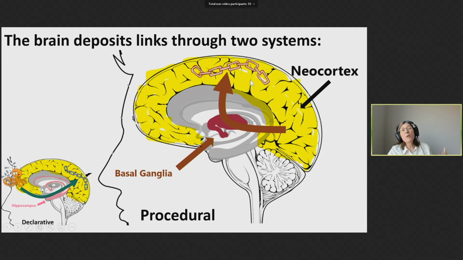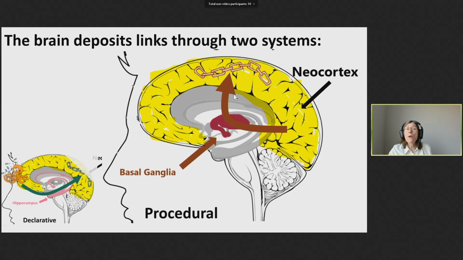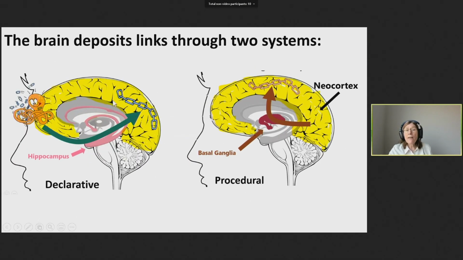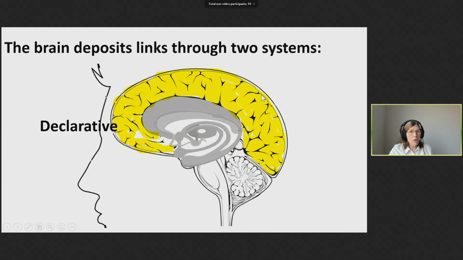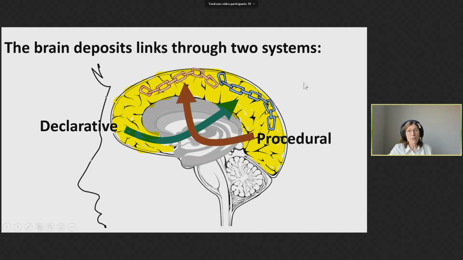But it turns out we've always known that relates to motor skills, procedural, and to habits. But it also turns out that procedural learning is very important for learning in general. And in fact, you learn through both your declarative and your procedural systems when you're learning things. So let's put them both together so you can see what I'm really talking about. You've got declarative system, goes through the hippocampus, deposits links. Procedural goes through the basal ganglia and deposits links. So those are the two major ways that your brain can get information into long-term memory.